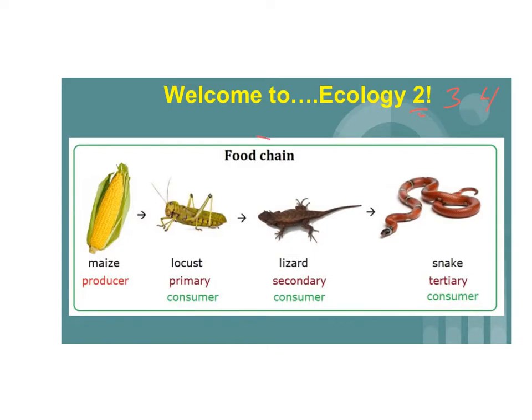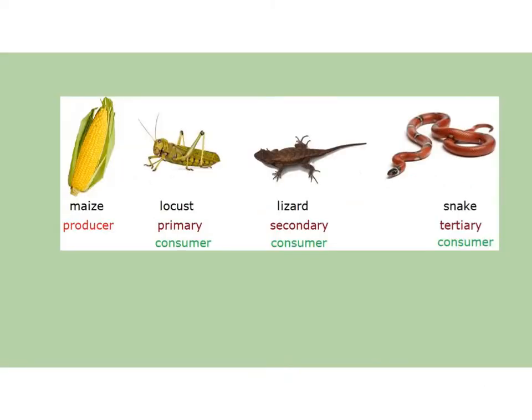This right here is a food chain. I think we're kind of familiar with this. A food chain is a linear series of steps which shows how energy gets transferred from one organism to the next. And once again, here is that same food chain.